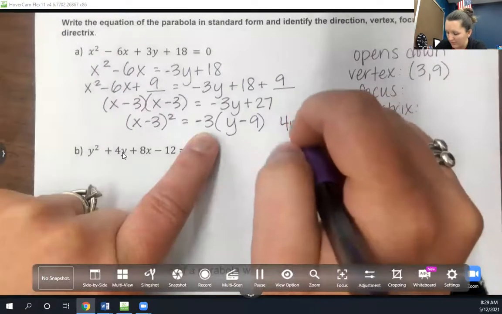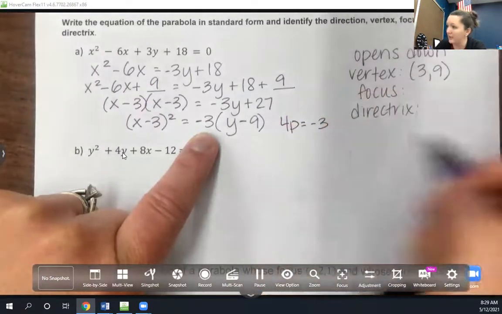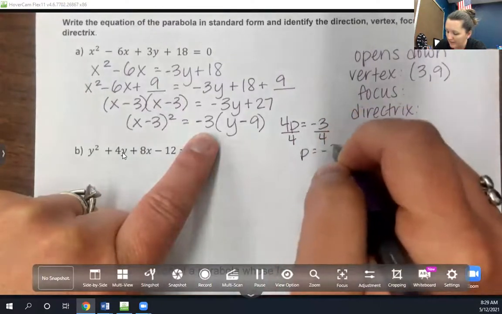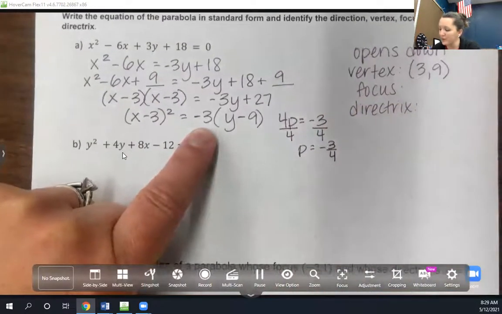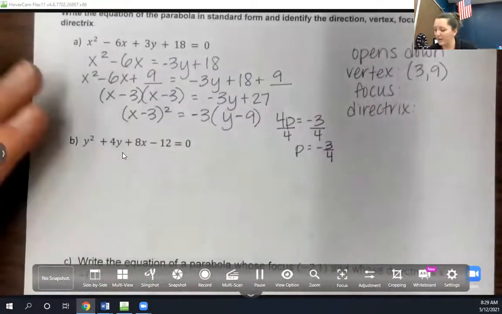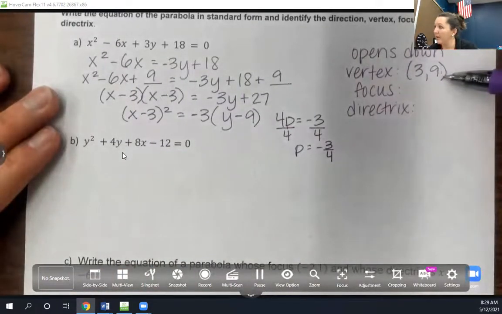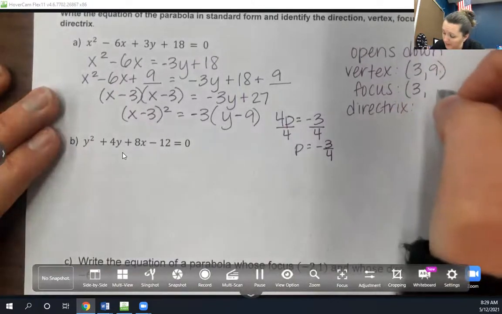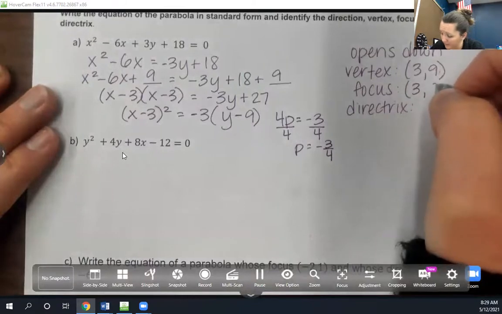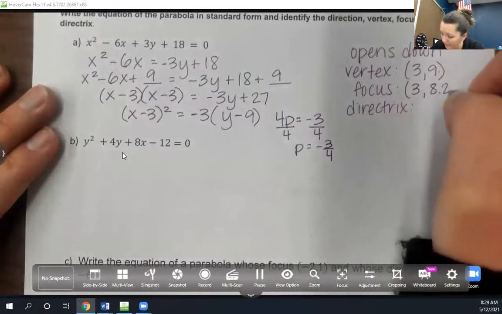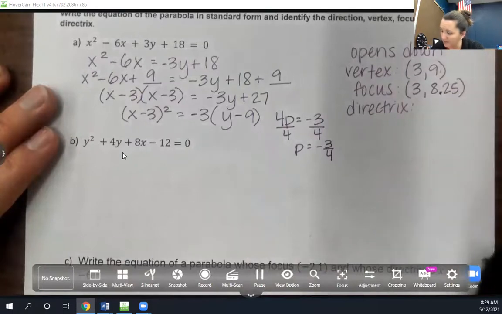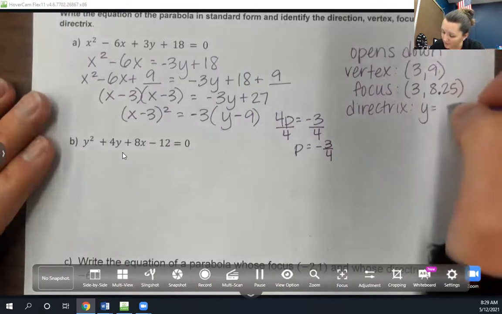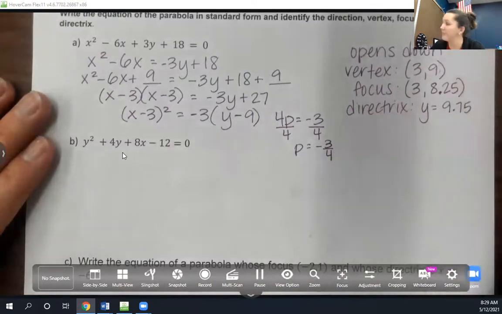So we know 4p equals negative 3. We need to figure out what our length is. So our length of p is negative 3/4. Since I know it opens down, I'm going to be subtracting from 9 to get my focus. So my focus is going to be 3 and 8.25, right? Because I subtracted. And then for my directrix I'm adding because it's going to be on the other side, and it's going to be y equals 9.75.